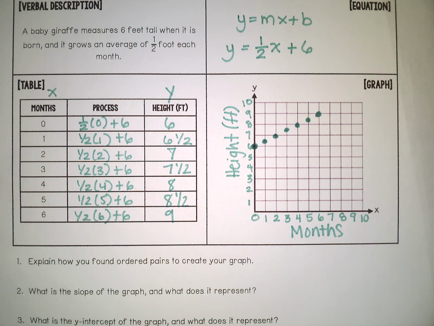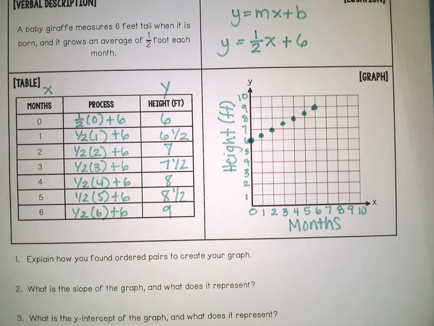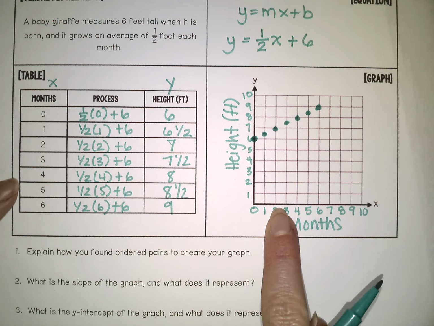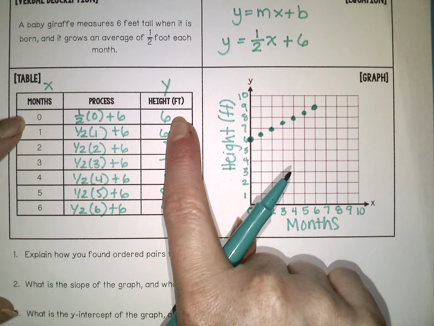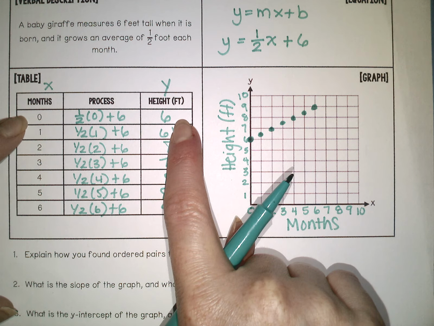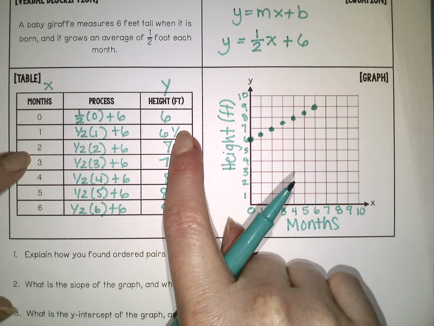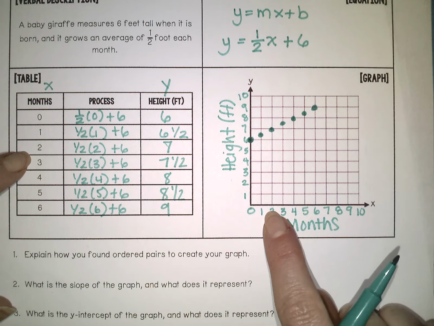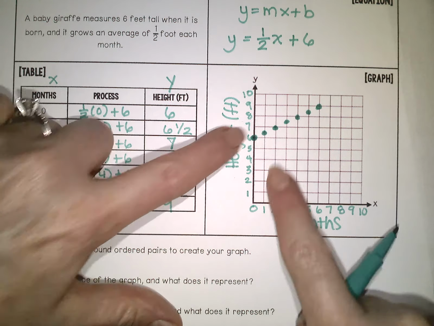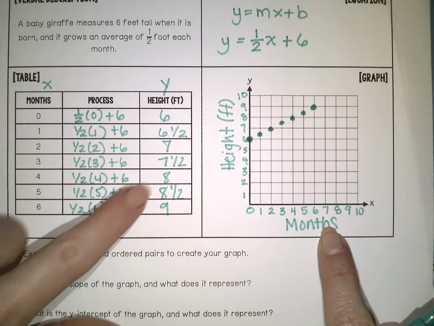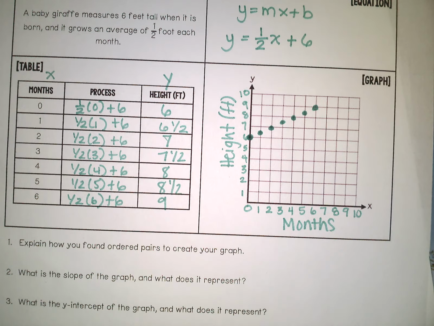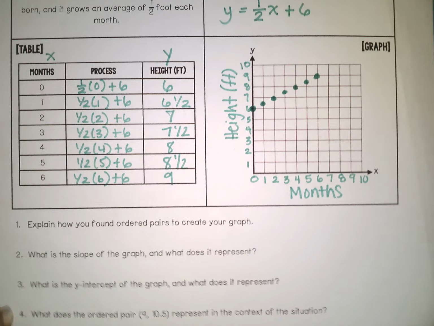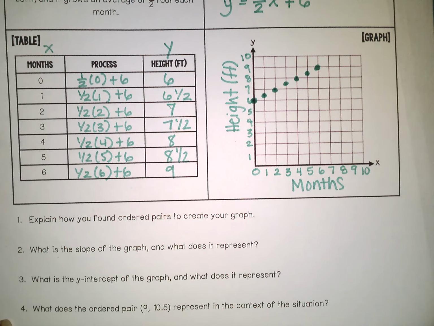Now you guys can answer questions on any of these. So let's answer the questions below. Explain how you found ordered pairs to create your graph. Okay, these ordered pairs, where did they come from? Your table is your ordered pairs. They came from x and y. x, y, x, y. And these are all ordered pairs that came from your table, like 2, 7 and 4, 8.